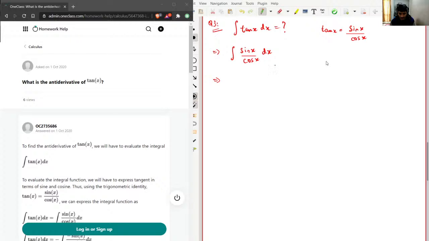Now what I'll do, let's say cosine x as u, and let's take the derivative on both the sides. So this will become minus sine x dx equal to du, and let's divide both the sides with negative of sine x.